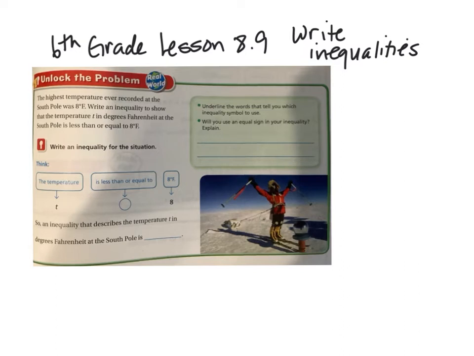Let's start with this one. The highest temperature ever recorded at the South Pole was 8 degrees Fahrenheit. Write an inequality to show that the temperature T in degrees Fahrenheit at the South Pole is less than or equal to 8 degrees Fahrenheit.